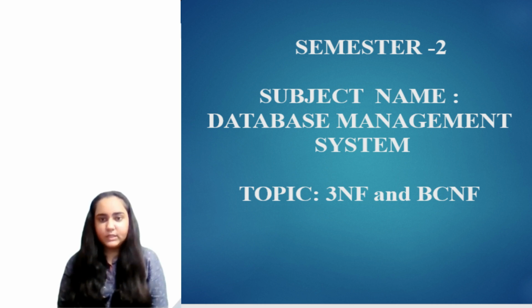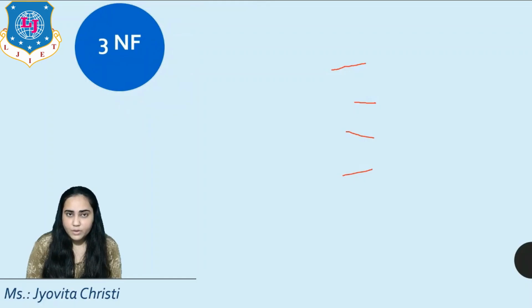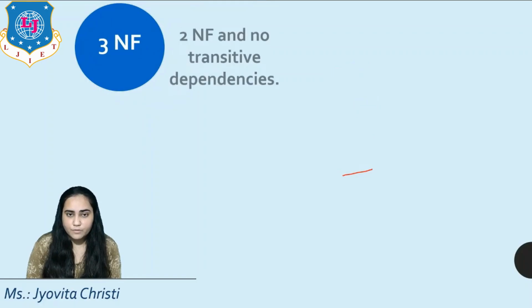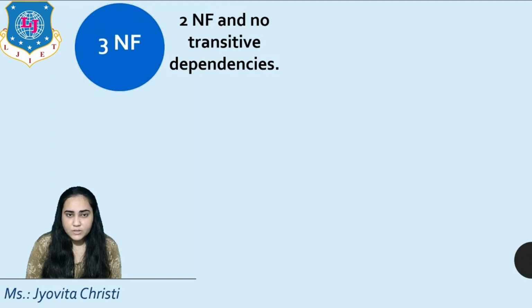I'm Jovita Christie, and in this video, I'm going to explain to you the third normal form and the Boyce-Codd normal form in the normalization process. 3NF stands for the third normal form. Here the condition is that the relation should be in 2NF. That means the relation should be in the second normal form and there should be no transitive dependencies.